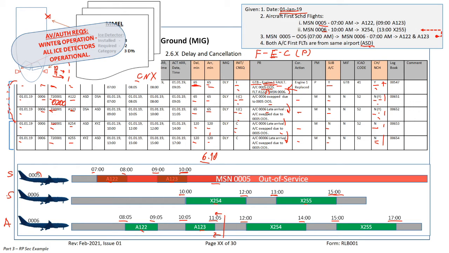Aviation authorities' requirements say: winter operation, all ice detectors must be operational. And definitely after this, they have to agree, because they have to follow aviation authorities' rules, requirements and regulations. They have to say, yes, this failure is chargeable. Okay?